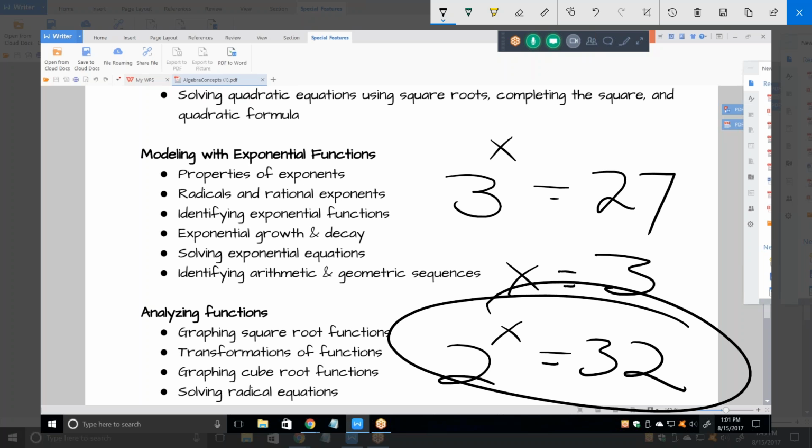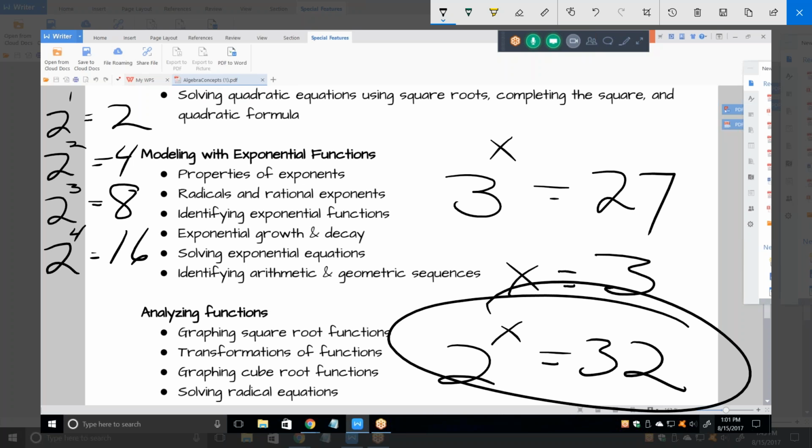2 to the 4th is 64. No. Let's go through the powers of 2 because this is actually pretty important. 2 to the 1st is 2. 2 squared is 4. 2 cubed is 8. 2 to the 4th is 16. 2 to the 5th is 32. You should actually have all of these memorized.